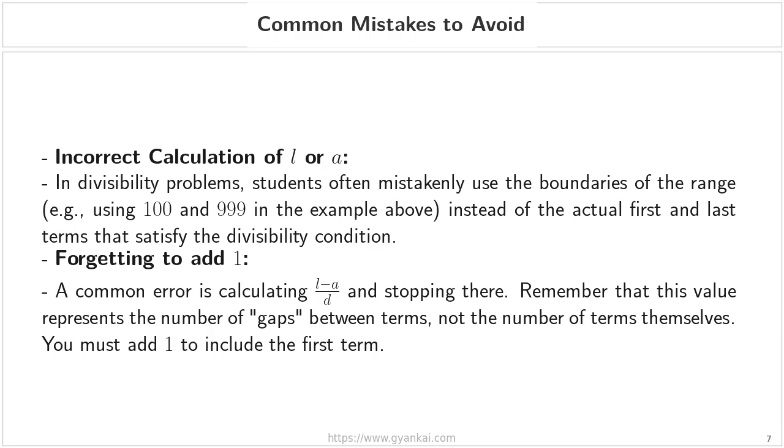Second, a very frequent error is simply forgetting to add 1. You might perform the calculation of (L minus a) divided by d and stop right there. It is crucial to remember that the result of that division only tells you the number of gaps or intervals between the terms. To include the very first term in your count, you must add 1 to that value.